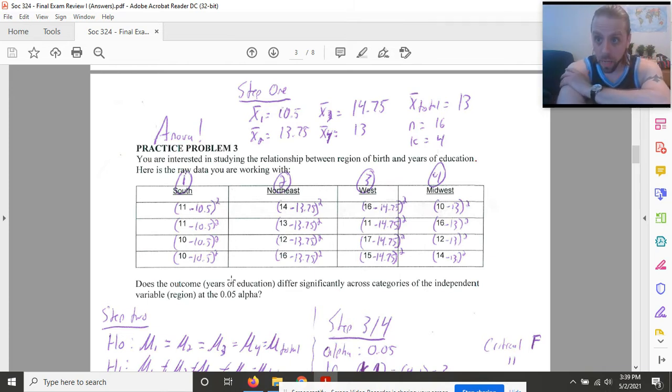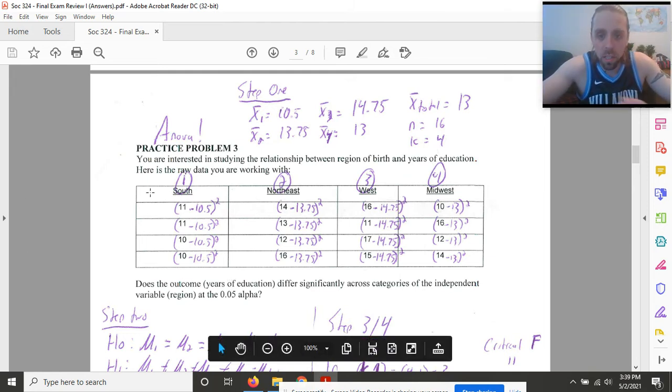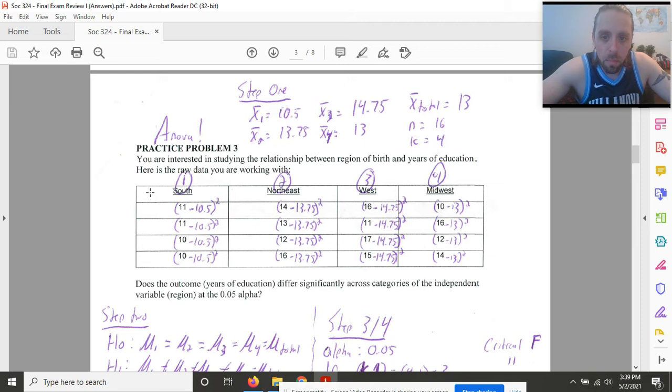So step 1, what do we know? Well, I'm going to have 5 means as a result of the grouping variable here. X bar 1, notice how I have going from left to right, 1, 2, 3, 4 over my 4 groups. I'm going to make the South group 1, the Northeast group 2, the West group 3, and the Midwest group 4. My mean for the South, 10.5. My mean for the Northeast, 13.75. My mean for the West, 14.75. And my mean for the Midwest, 13.